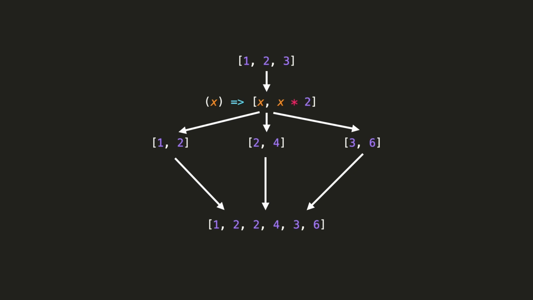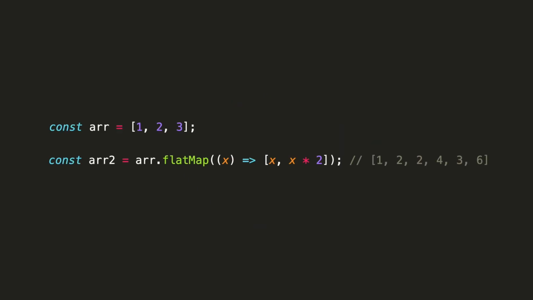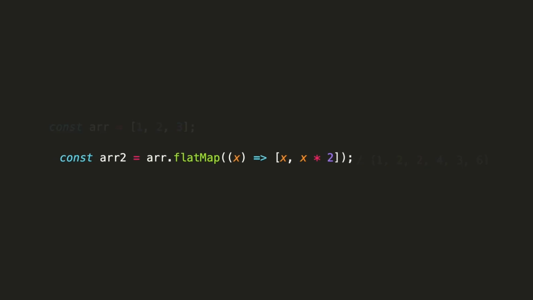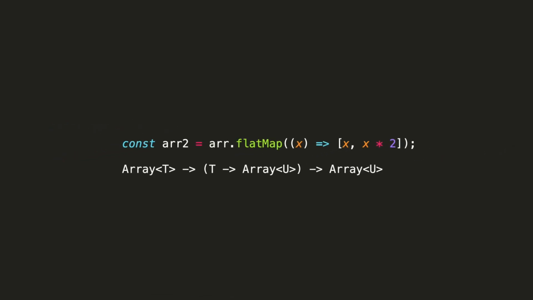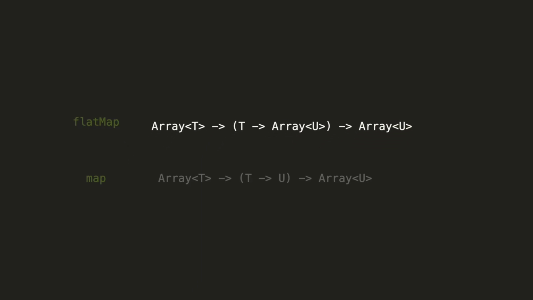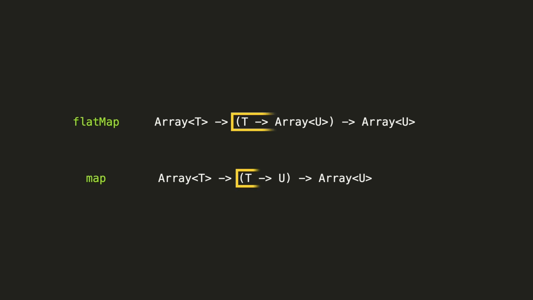Simple, right? Now let's look at flatMap's type signature to better understand its functionality. Its first parameter is an array, with the second parameter being a function, and it finally returns an array. Compare the type signature of flatMap with that of map, and you'll see the key difference is in the second parameter, namely the function they take. flatMap takes a function that transforms an element into an array of elements, while map takes a function that transforms a value into another value of the same or a different type.